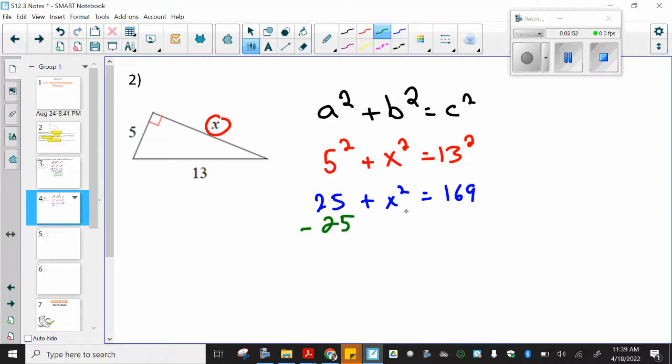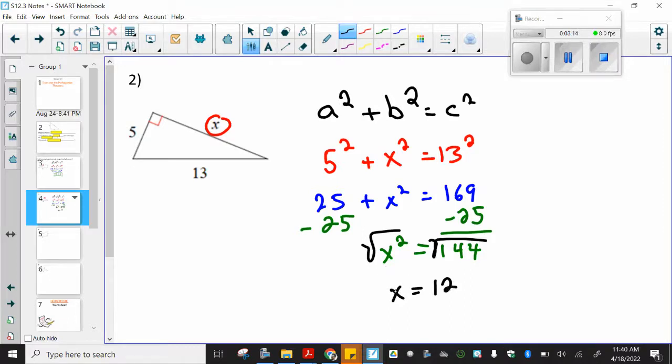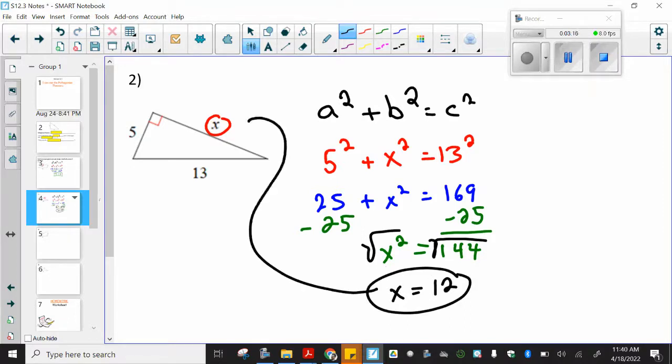I'm going to subtract 25 from both sides. That's going to give me x squared equals, let's see, 9 minus 5 is 4, 6 minus 2 is 4, 1 minus nothing is 1, 144. And then we'll go back in and apply that square root to eliminate this. The square root of x squared would be x. The square root of 144 is 12. So in this case, x equals 12. Right? Alright, some more.